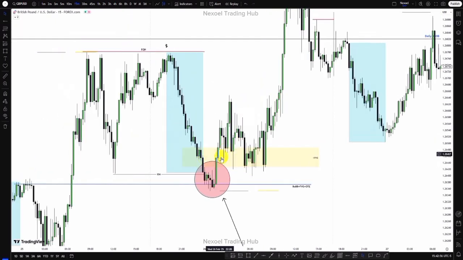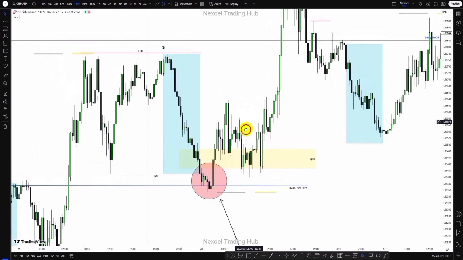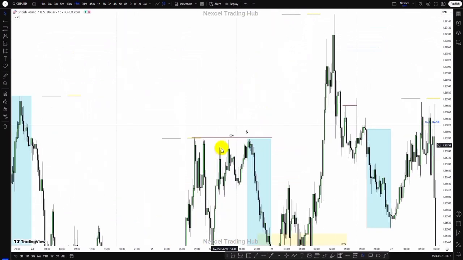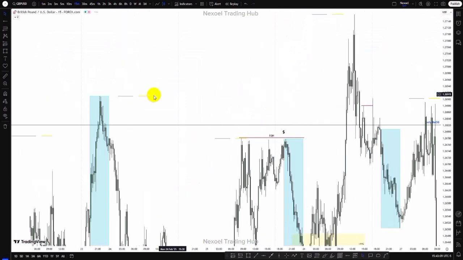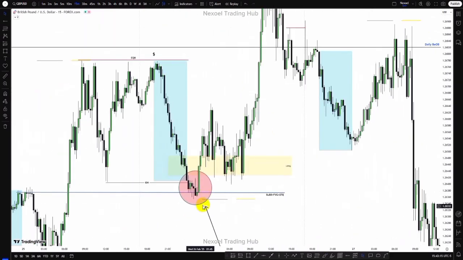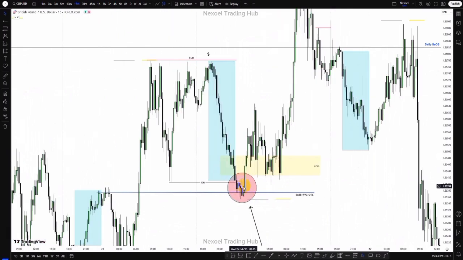So this was our execution point, the inversion fair value gap. And then we had our stop loss below here. And we can see how price tanked to the upside, taking out this relatively equal high points and the external buy side liquidity. So clearly this was the first trade execution here based on what we anticipated to see.